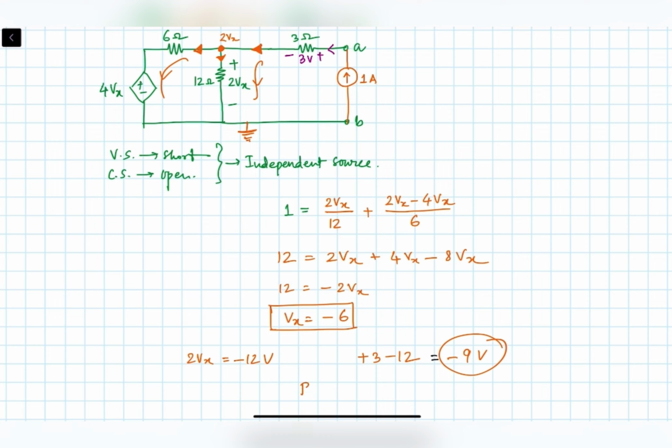So the RTH will be V upon I. Here we will not take the negative value because resistance cannot be negative, right? So the voltage is 9 and current is 1, that is 9 ohm. Now we have to find the VTH.